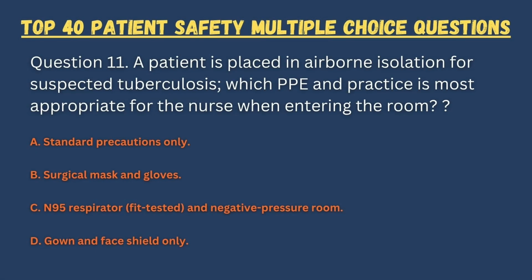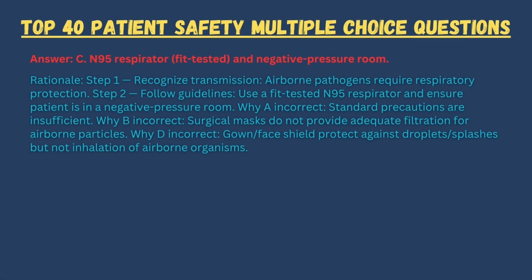Question 11. A patient is placed in airborne isolation for suspected tuberculosis. Which PPE in practice is most appropriate for the nurse when entering the room? A. Standard precautions only. B. Surgical mask and gloves. C. N95 respirator, fit tested, and negative pressure room. D. Gown and face shield only. Answer. C. N95 respirator, fit tested, and negative pressure room. Rationale. Step 1.